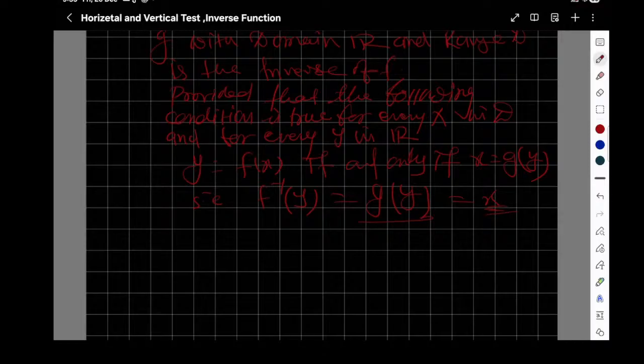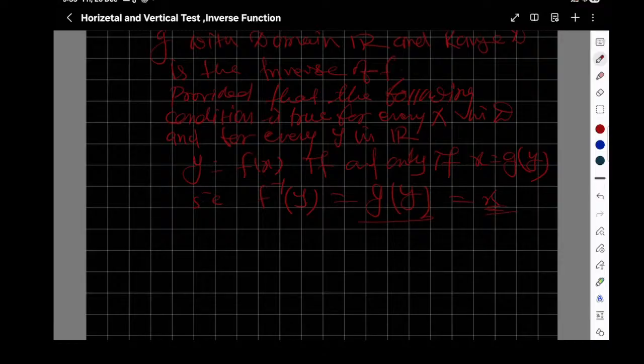An inverse function exists whenever the function is strictly increasing or decreasing throughout its domain. Then the inverse function is defined. So the very important role is that the inverse function exists only for a one-to-one function.